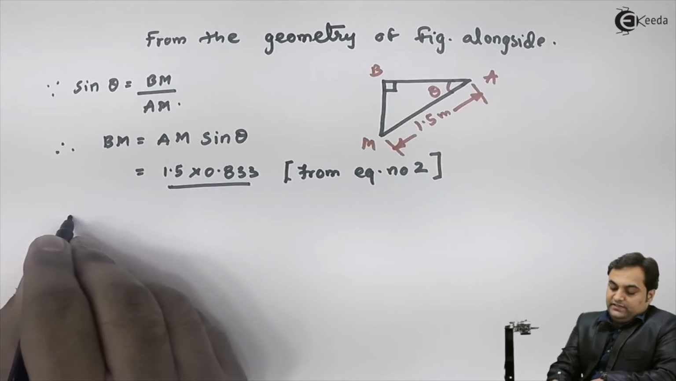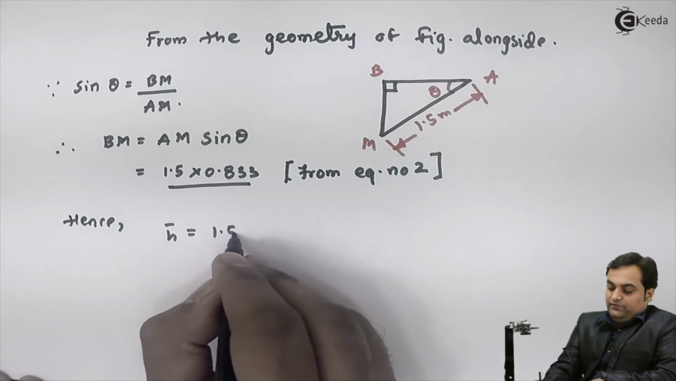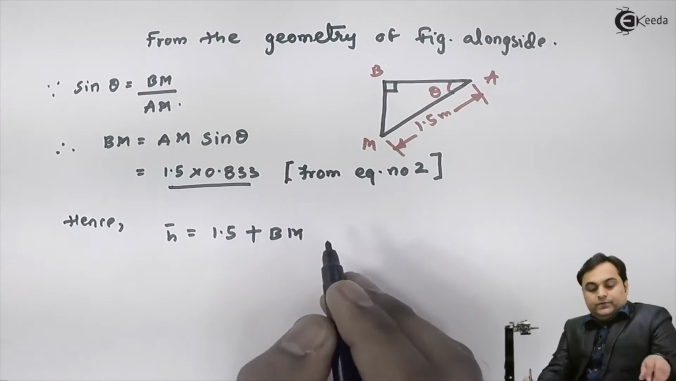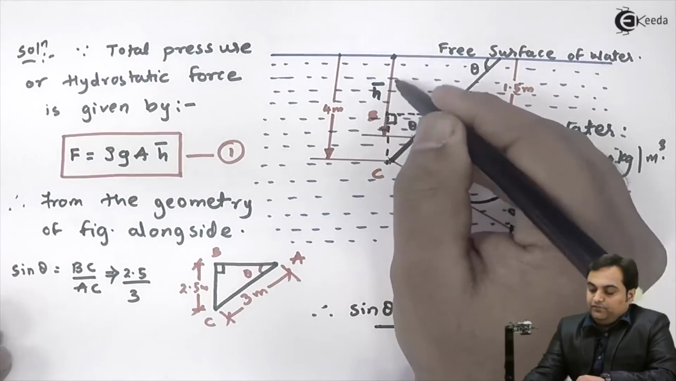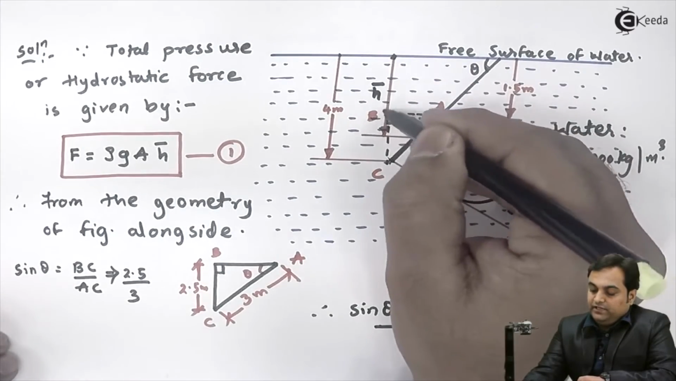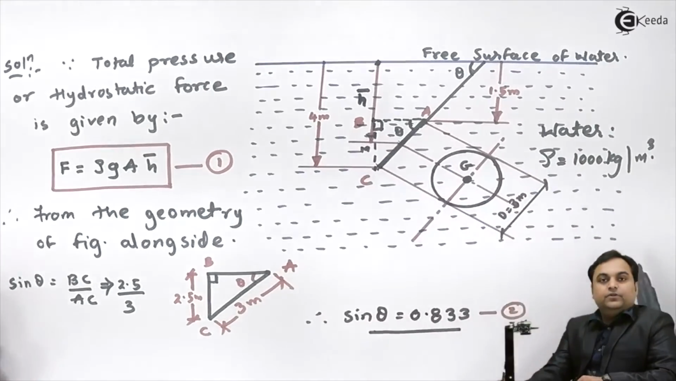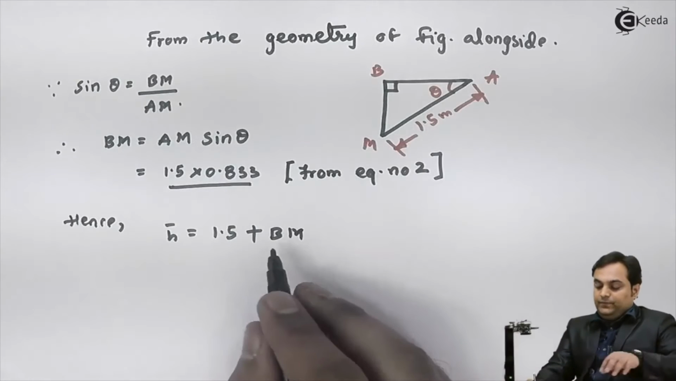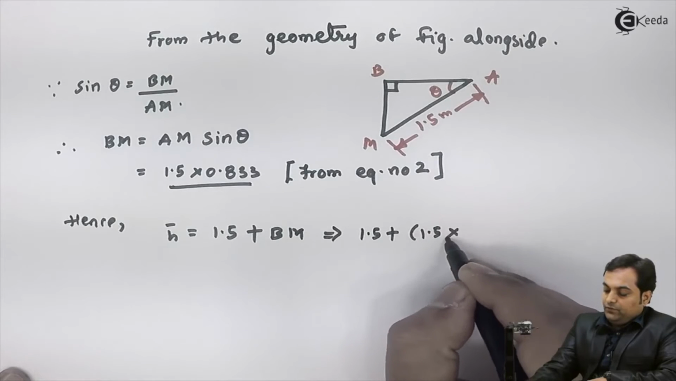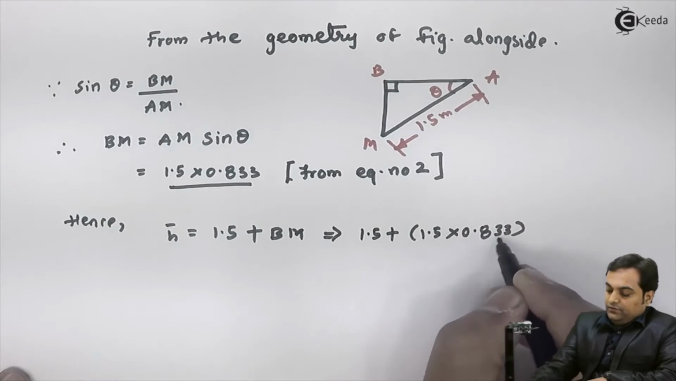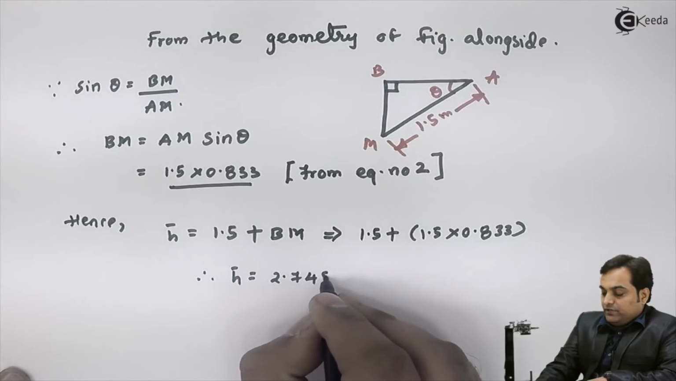After this I'll say that hence h bar is equal to 1.5 plus BM. Here we can see this h bar is made up from free surface till this dotted line, the distance is 1.5. In that I'll add this distance B to M, so I'll get the total value of h bar. So this would be 1.5 plus 1.5 into 0.833. So hence h bar value comes out to be 2.749 meters.